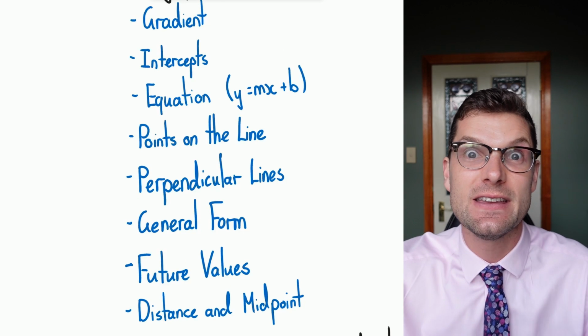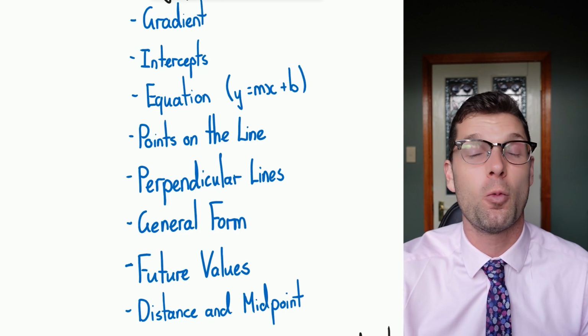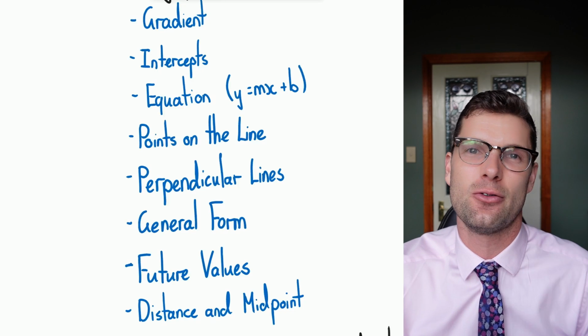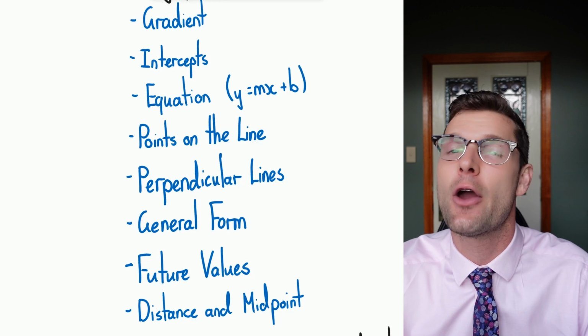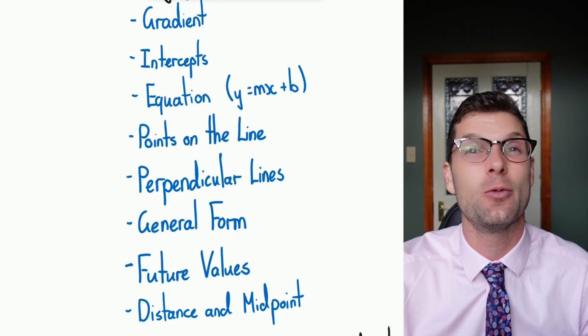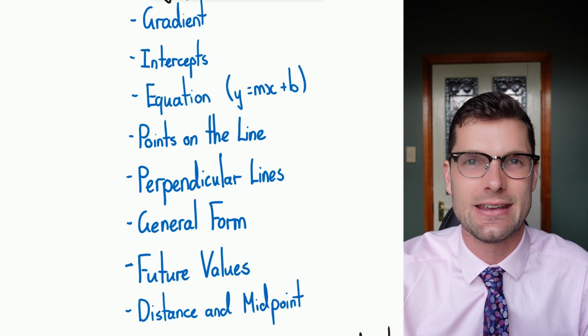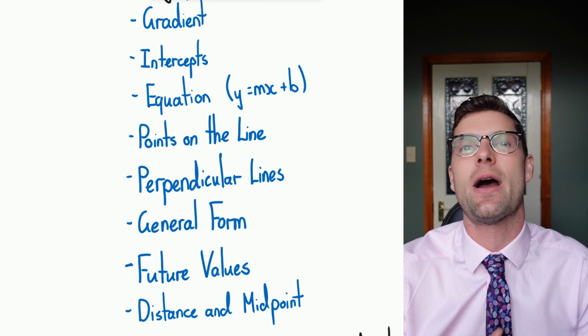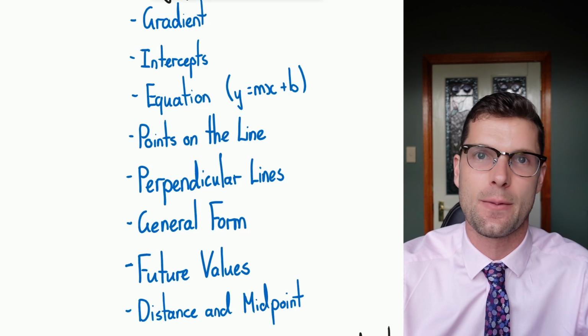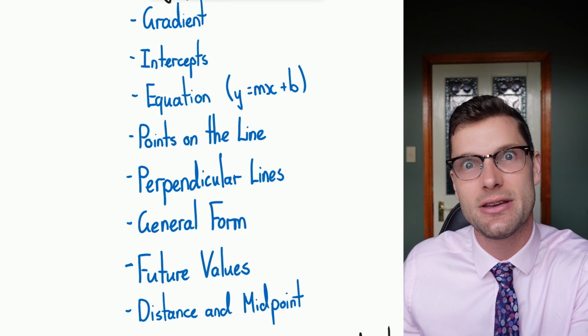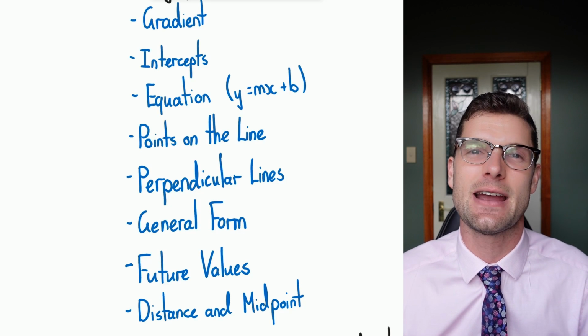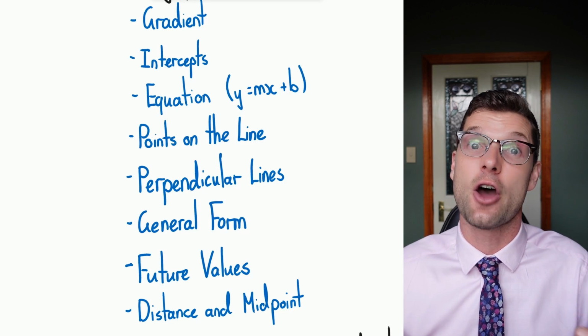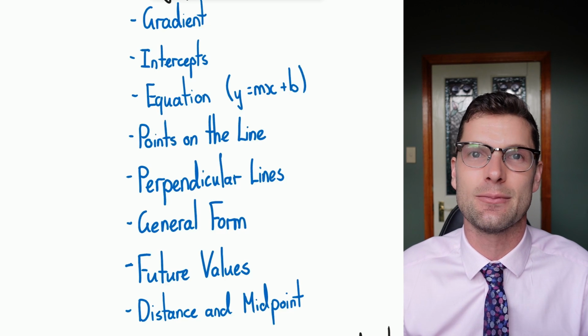So what we're doing for this lesson is from one graph, we have to work out every single thing that's on this list. We've got to be able to find out what the gradient is. We've got to find what the x and y intercepts are, find out the equation, the distance between 2 points, the midpoint, future values, perpendicular lines. There's so much information here that it does get overwhelming, especially in an exam condition.